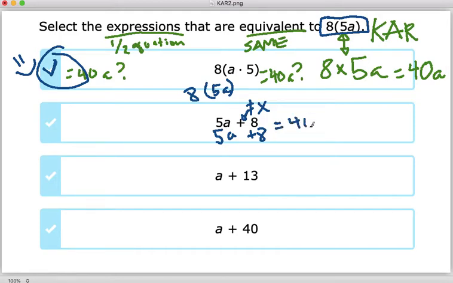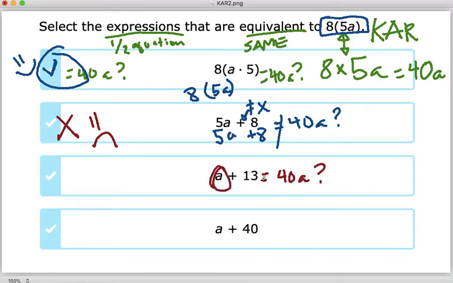So does this equal 40a? It does not. You have 5a's, not 40, and then you have this little 8 standing out there by itself. So this one doesn't work. Boo, sad. A plus 13, does that equal 40a? No, I can't find 40a's. There's only one a right there, and there's 13 ones by themselves. So that's 1a plus 13 ones. That does not equal 40a. Boo.